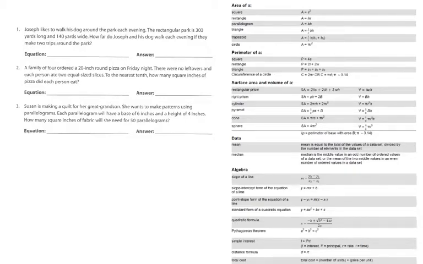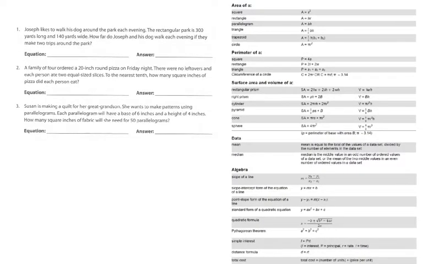Now I just want to go over some word problems and show you basically how we would use the formula sheet and how we would solve these. There's several. I'm not going to go over all of them, but we'll go over at least one per slide. So for instance, number 1 says Joseph likes to walk his dog around the park each evening. The rectangular park is 300 yards long and 140 yards wide. How far do Joseph and his dog walk each evening if they make 2 trips around the park?